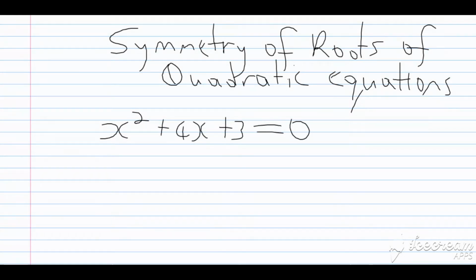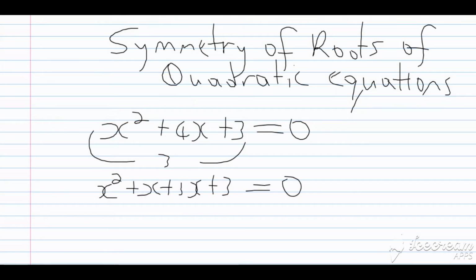All right. To factorize this, we would use AC. Now in this case, A is 1, so I'm going to have 3 here. All right. So we want two numbers. When we multiply them, we get 3, but when we add them, we get 4. So this is going to be x squared plus x plus 3x plus 3 equals 0.